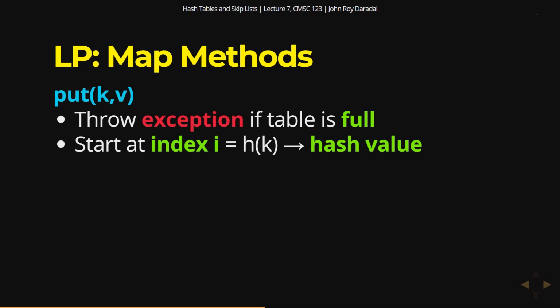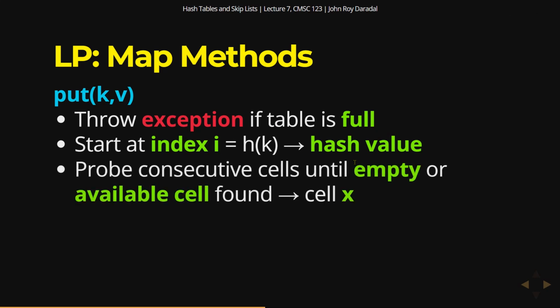So there must always be at least one empty cell left, right? Empty or available cell. And then, as usual, we start at index I, which is the hash value, and then we'll probe consecutive cells until we find either an empty cell or an available cell. Okay, so we can insert new entries at an empty cell or available cell.